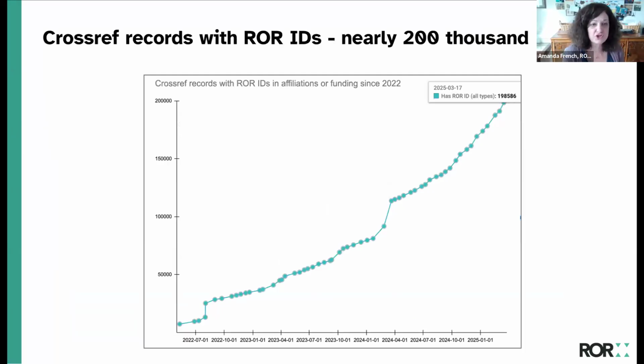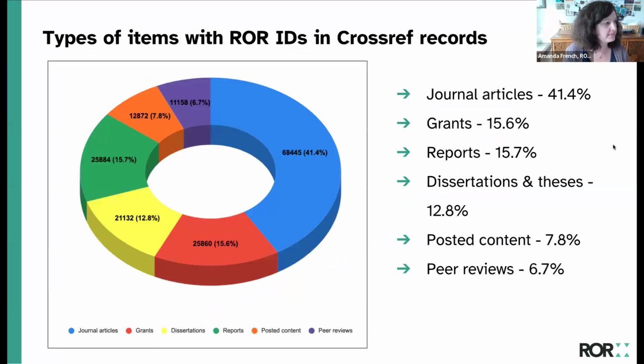So I usually give charts about ROR in Crossref, DataCite, and ORCID. And so today is no different. We're so close to 200,000 ROR IDs in Crossref metadata. Looking forward to that milestone. And again, this is over the course of 3 years.